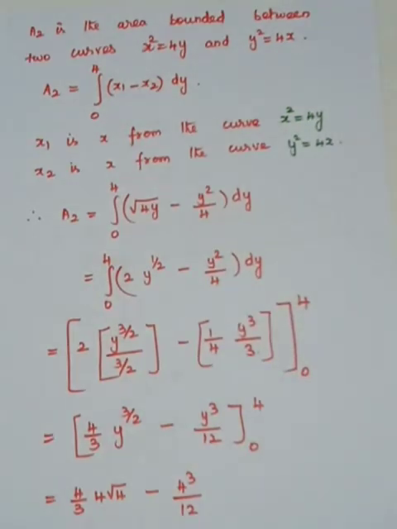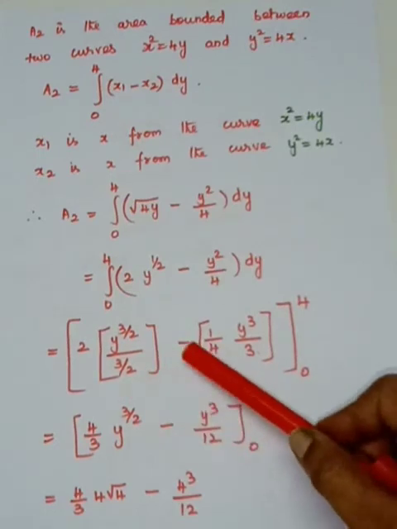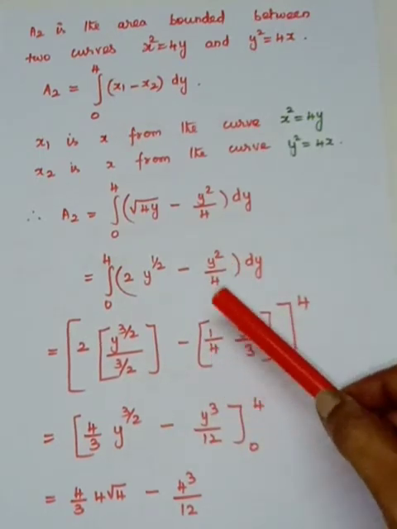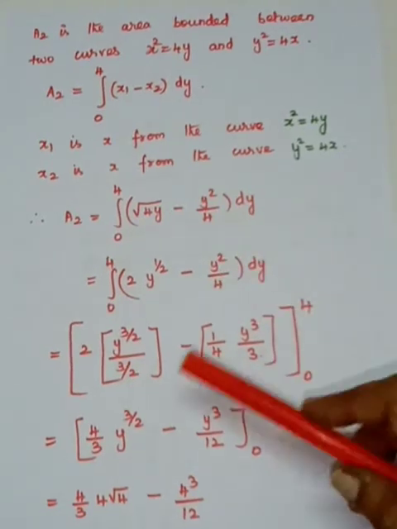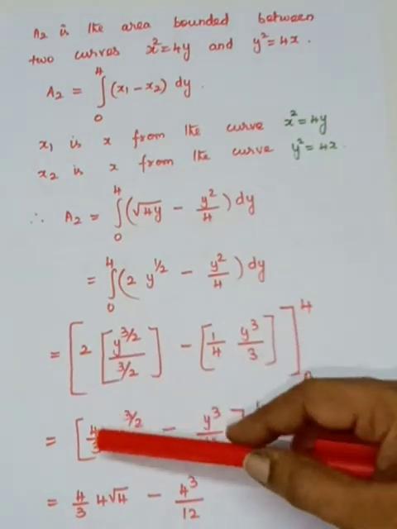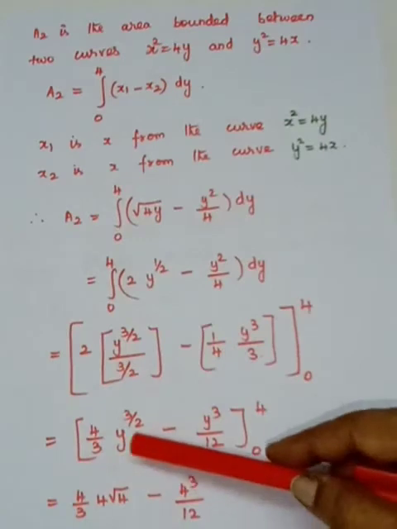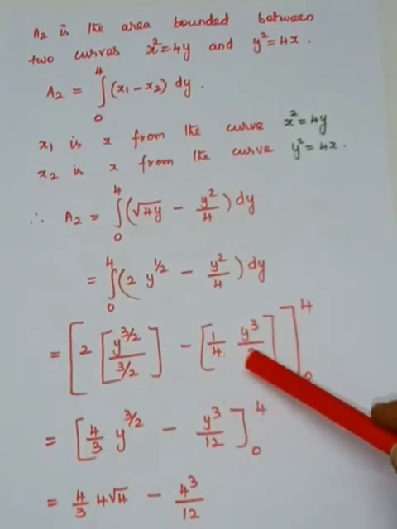So 2 is taken out, it's a constant. So y power 1 by 2. If you apply the y power n integration formula, it is y power n plus 1 divided by n plus 1. So half plus 1 is 3 by 2, divided by 3 by 2. Minus, so 1 by 4 is a constant. So remaining is y squared. If you integrate, it is y cube by 3. So this 3 by 2 can be written as 2 by 3. So already 2 is there, 2 2s are 4. 4 by 3 y power 3 by 2 minus y cube, 1 into y cube is y cube by 4 3s are 12.